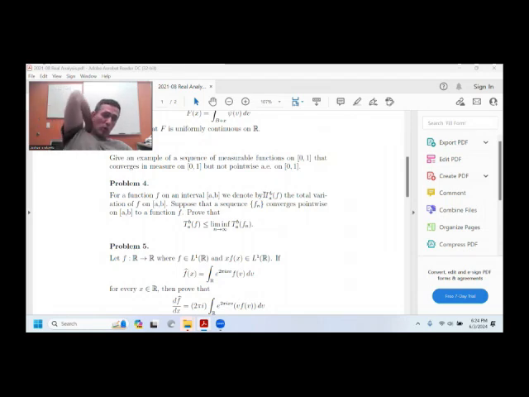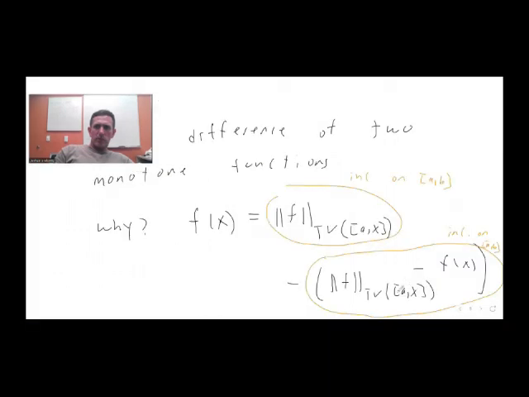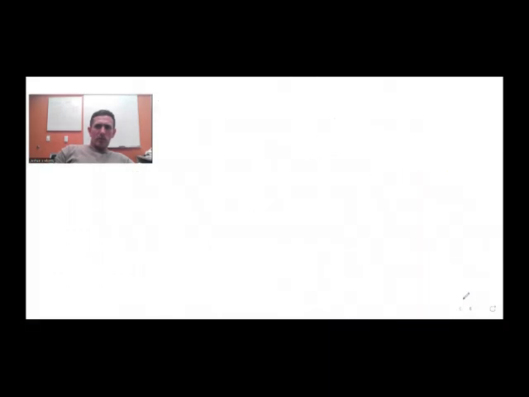It's actually quite easy if you think about it, but there's a lot of different ways you can think to try this using pointwise convergence. So we have Fn converges pointwise to F on A to B. Prove that the total variation is less than or equal to the lim inf of the total variation. All right. So I think I will continue to use this norm notation.